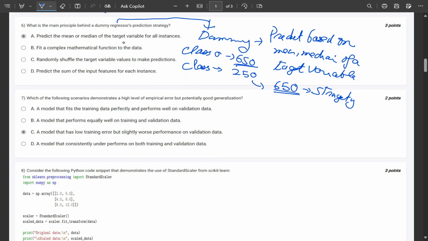So predict the mean or median of the target label for the instance. Mean basically refers to average and median basically refers to the middle value. Obviously it is also allowed for most frequent. So mean, median, most frequent: all these strategies are possible with dummy regressor. Fit a complex mathematical function of dummy data, wrong. Randomly shuffle the target label values to make prediction, wrong. Predict the sum of the input features for the instance, wrong. Okay, so this was the main idea behind it.